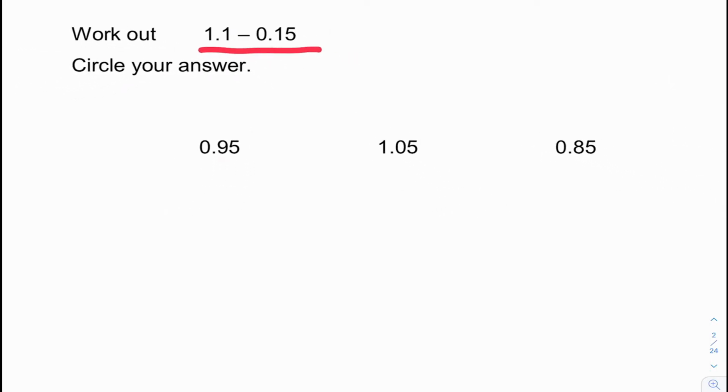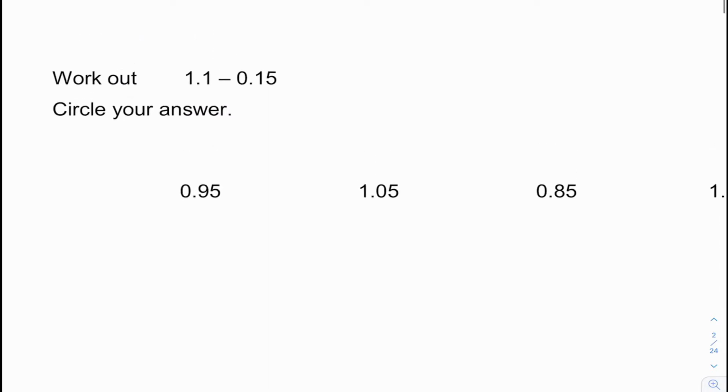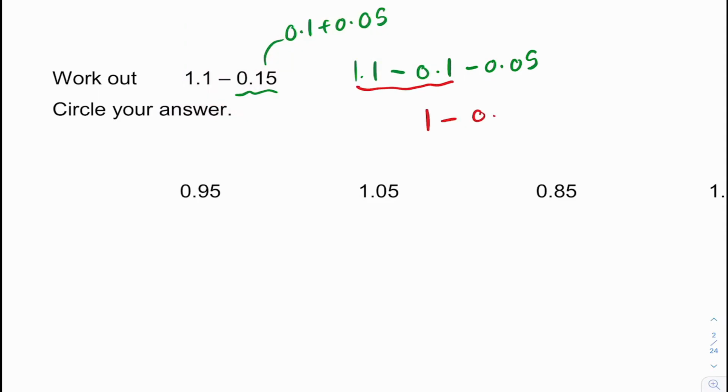So for question 3, we need to work out what 1.1 take away 0.15 is. This is a fairly straightforward calculation. I'll try to break it down in case you find this a bit difficult. So what we've got is 1.1, and then we can say we've got take away. We can break this down into 0.1 and then plus 0.05. So then take away 0.1, take away 0.05. We can then do this part first. So this gives us 1, take away 0.05, and then this is equal to 0.95. So the answer is the first one.